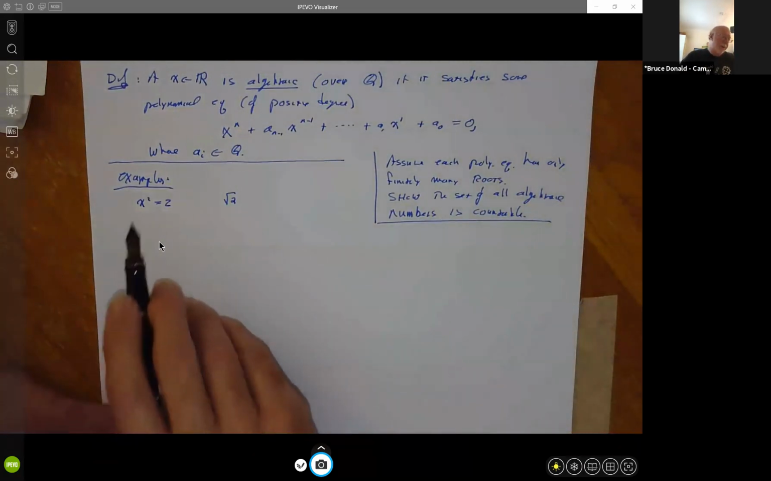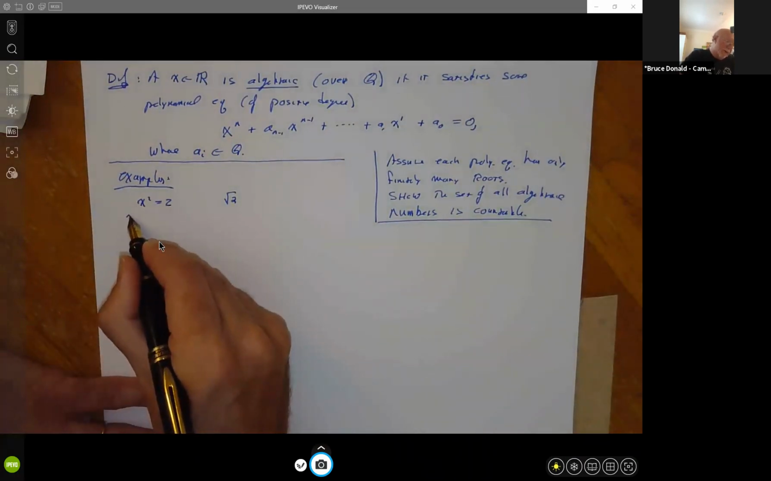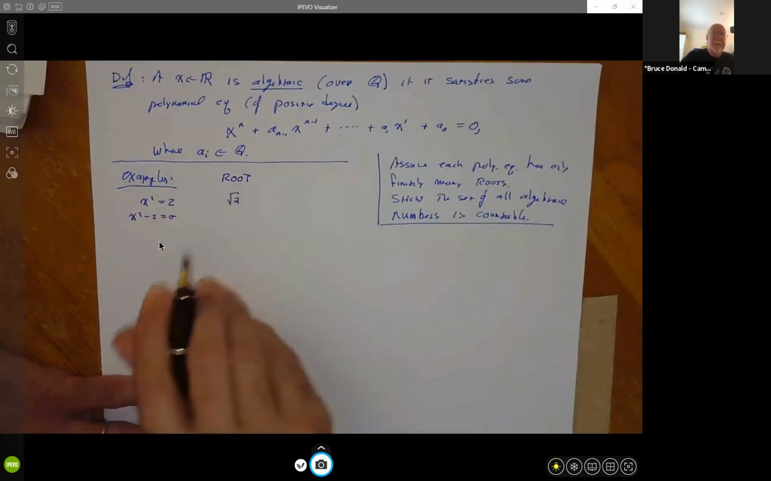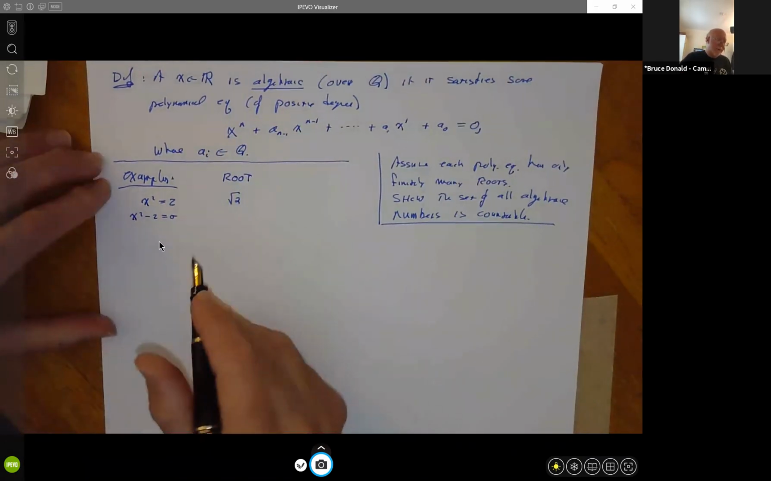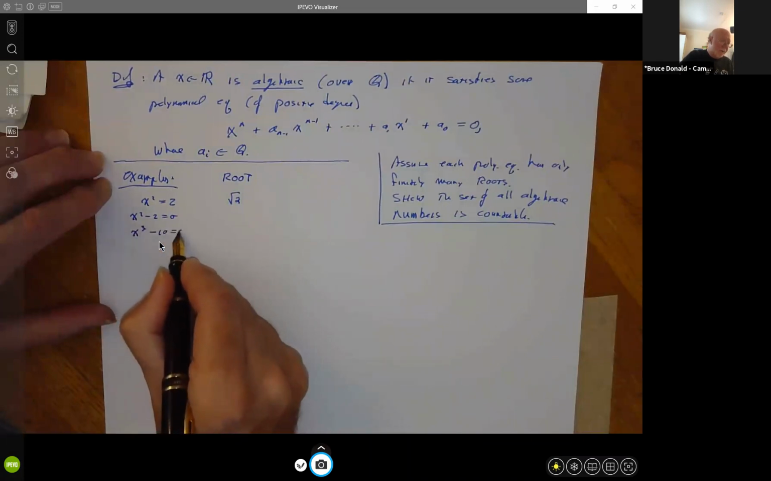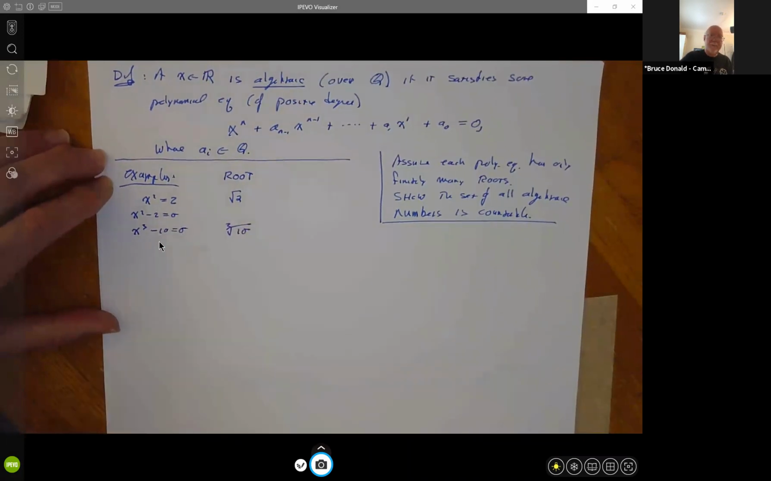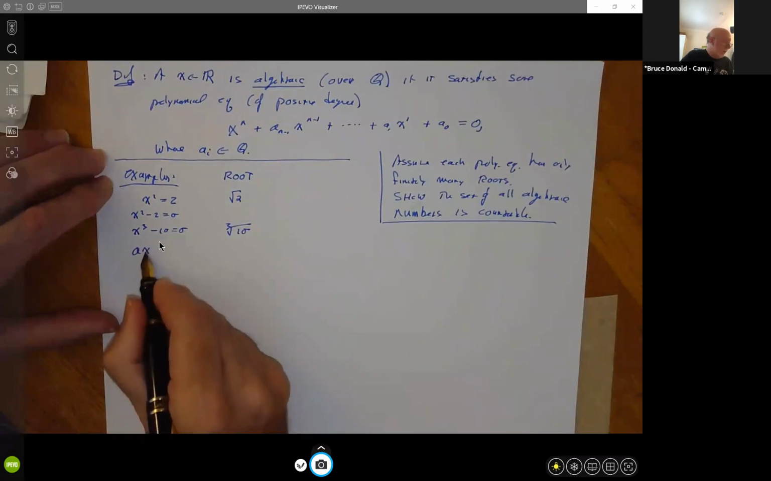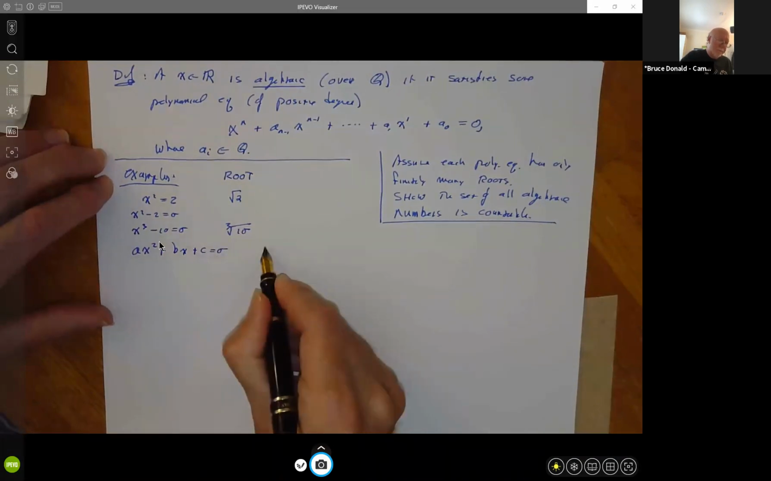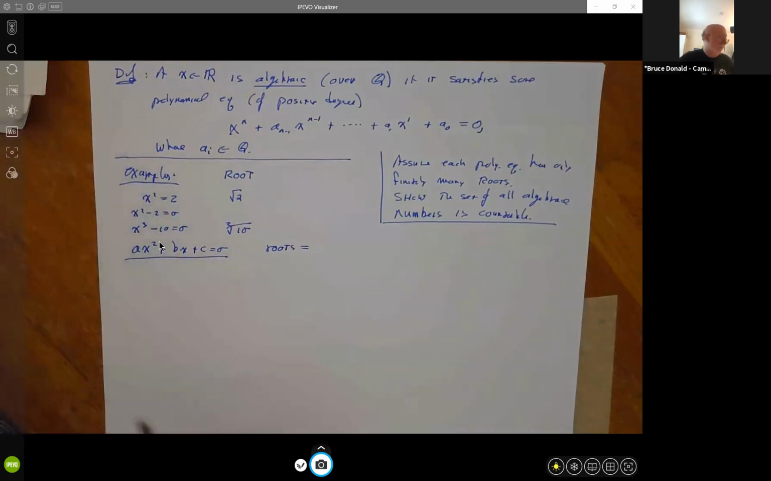So let's look at the example x squared equals 2, which is the polynomial, of course, x squared minus 2 equals 0. A root of this equation is the square root of 2. Let's look at another one, and then I'll pause and see if I've started to answer your question. Let's look at x cubed minus 10 equals 0. A root of this is the cube root of 10. Let's look at one more. Let's look at ax squared plus bx plus c equals 0. In this case, what are the roots of this polynomial? Who can tell me?